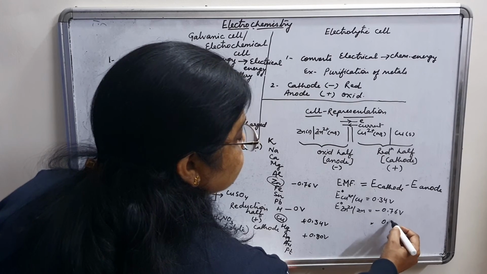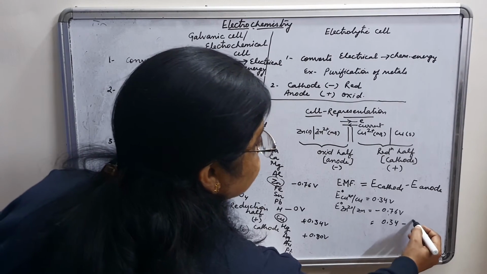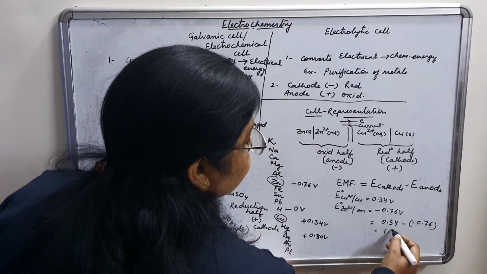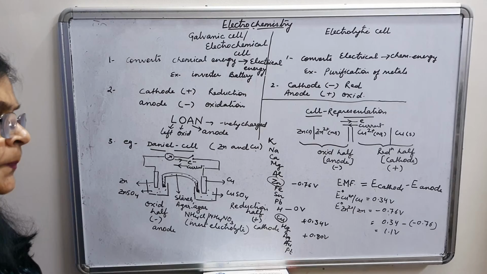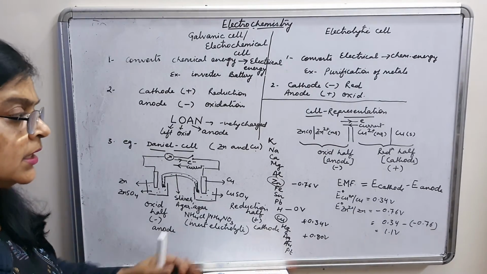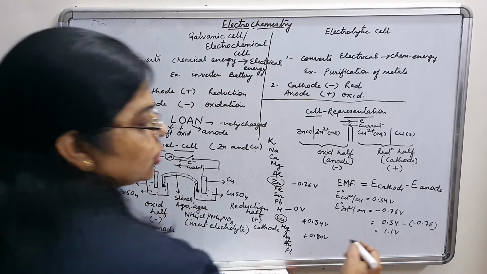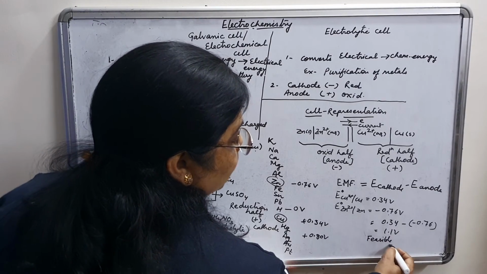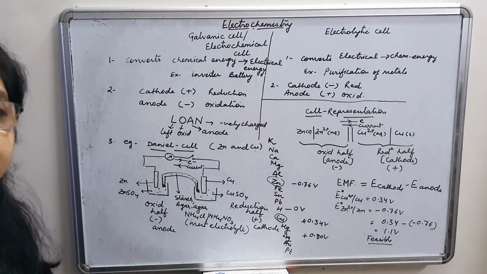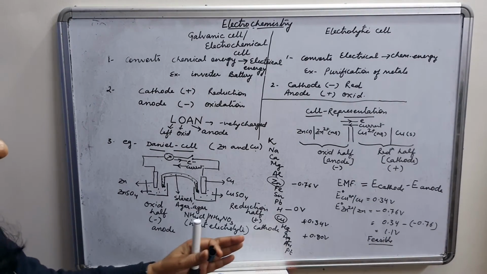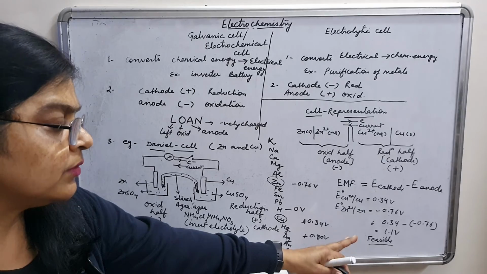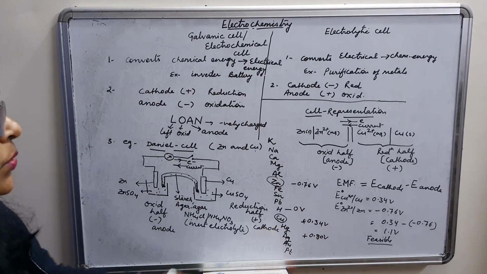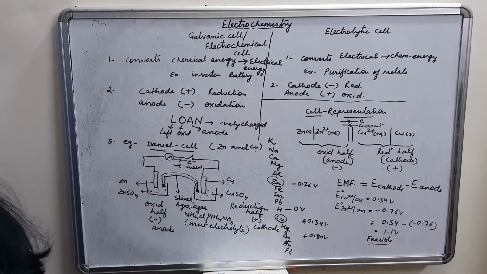Now if we put the value, we get cathode minus anode means 0.34 volt minus (minus 0.76 volt), that is plus 1.1 volt. And this is in positive values. It shows that the reaction is feasible. This cell will work, cell will be feasible. And whatever voltage is obtained from this cell, that is calculated. This is known as EMF of the cell.